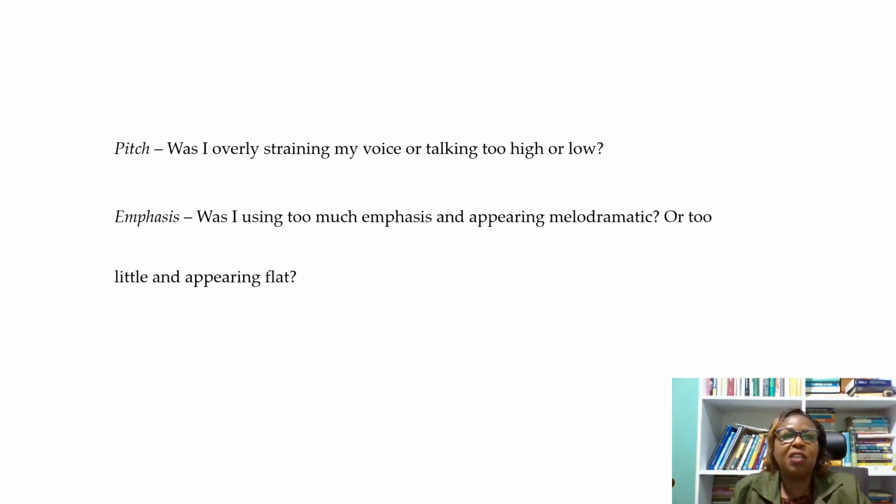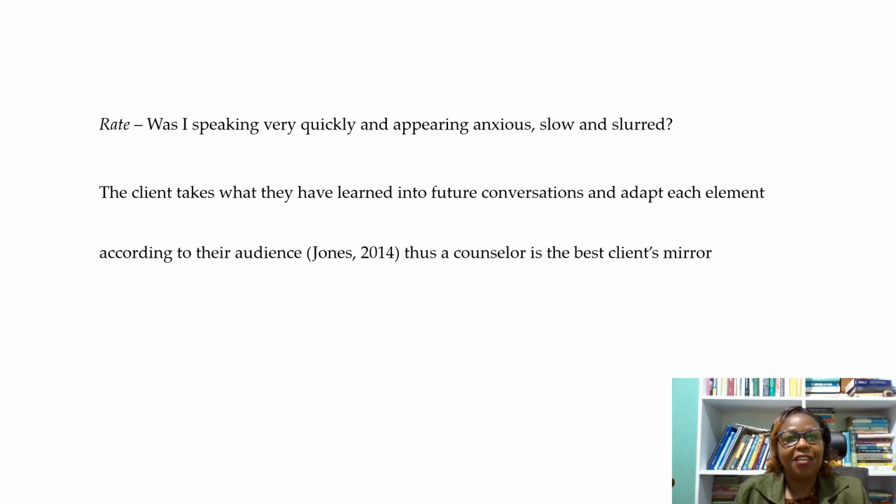Because when you also look at yourself as a counseling student who is getting ready for practicum, you may want to ask about you and the way you communicate. Then the emphasis, was I using too much emphasis and appearing melodramatic, or too little and appearing flat? You can imagine a situation whereby a counselor is flat, and the mood that you can set in that room. As much as we say counseling should be calm, should be peaceful, it's good to watch out that you don't make your client doze. You'd rather be the one struggling to keep alert, but not your client struggling to listen to you and to put up with you. So the rate that you're also speaking at, is it quick?